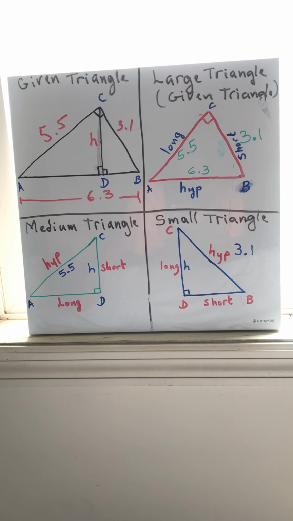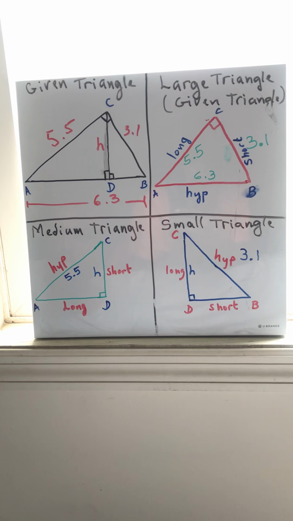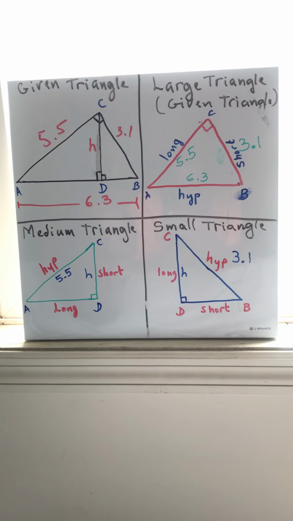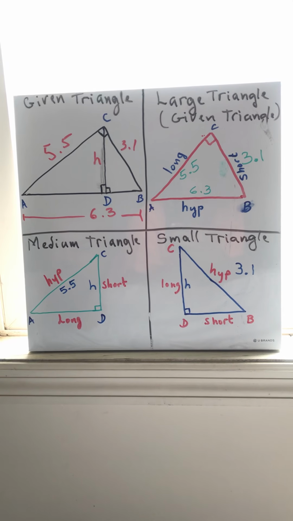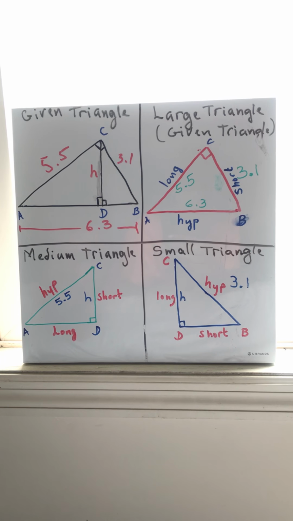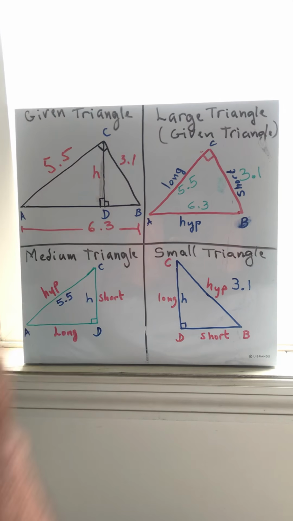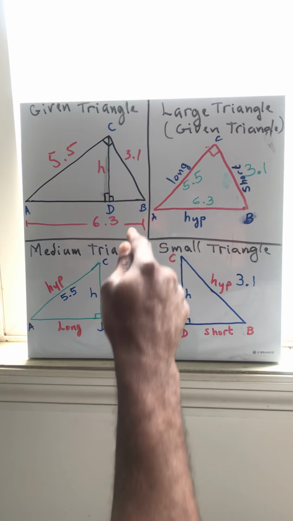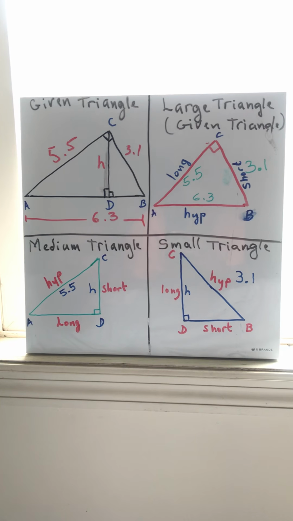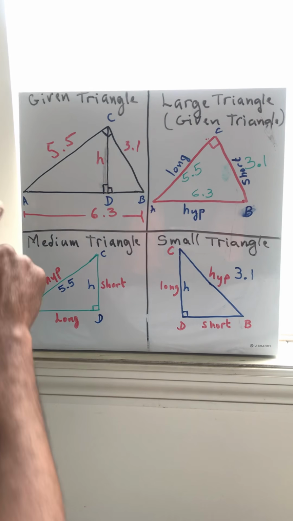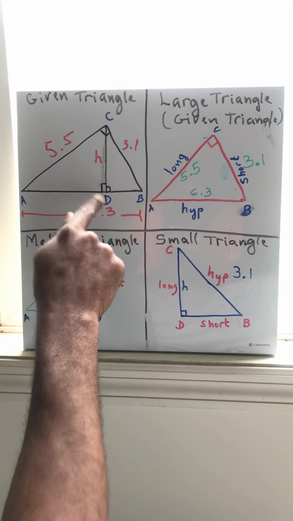Good morning, guys. So I'm going to go over example 2 in the book, page 479. It is one of the PDF examples that I shared with you this morning. If you look at the main triangle, the big triangle, you see there's AC, which is 5.5, CB is 3.1, CD is H, AB is 6.3. We don't know AD, as you can see, and we don't know DB.